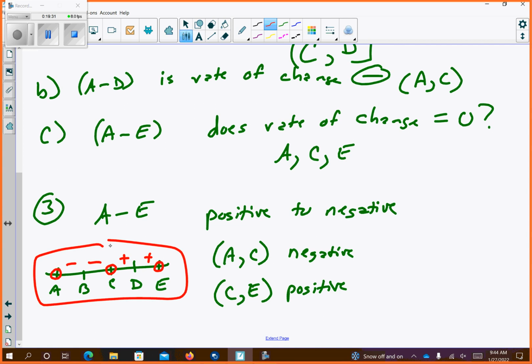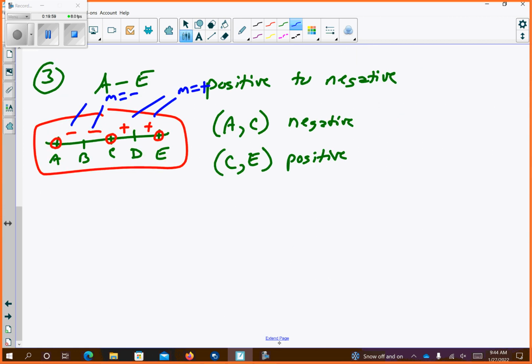We'll actually have problems later in the future that'll say, hey, this is our sign line. What do you know about it? And this would just say my slopes are negative, and then this would tell us our slopes are positive. It doesn't tell us what the slope actually is. It just tells us what our graph would be doing 2-dimensionally when we're looking at it 1-dimensionally. And then that was for A.